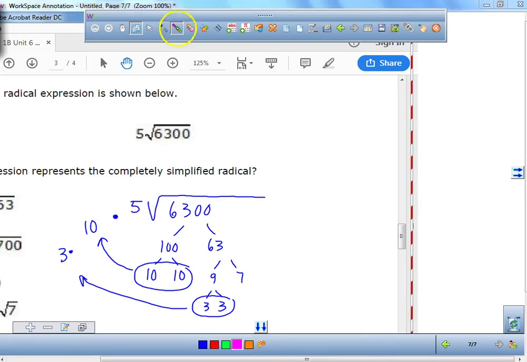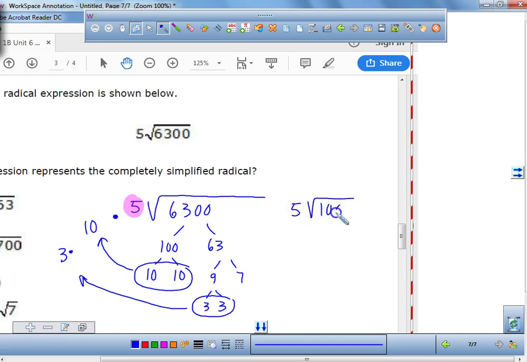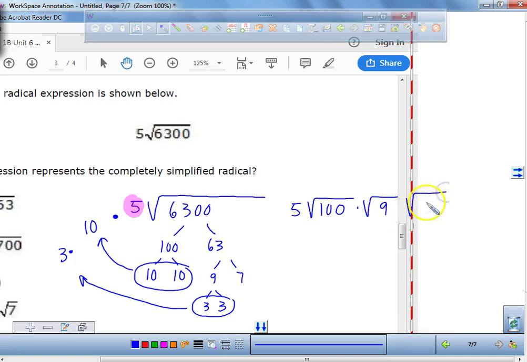What do we already have on the outside right here? We have a 5, right? If I said 5 times radical 100 times radical 9 times radical 7, what is 100 times 9 times 7? 100 times 9 times 7 is 6,300. But what is the square root of 100? Yeah, 10. What is the square root of 9? 3. And we can't take the square root of 7, so what do we just leave it at? We just leave it at the square root of 7.